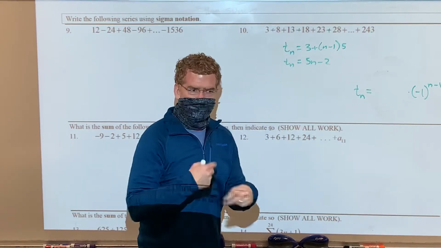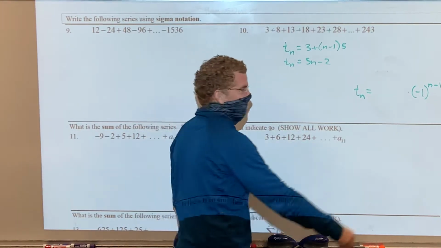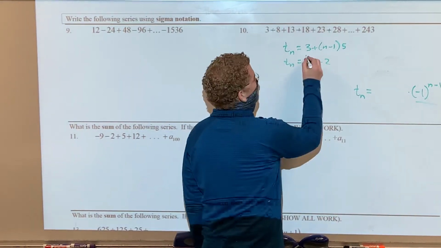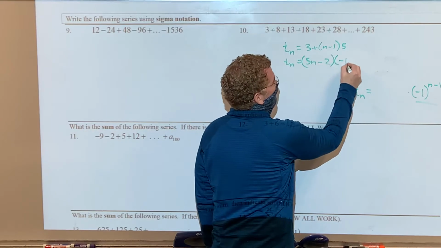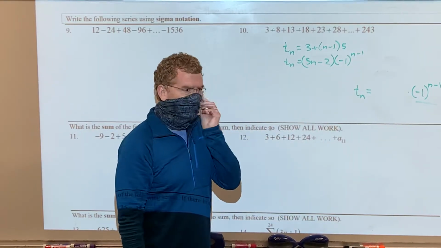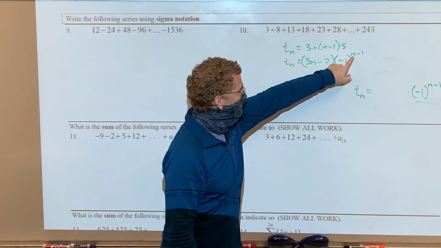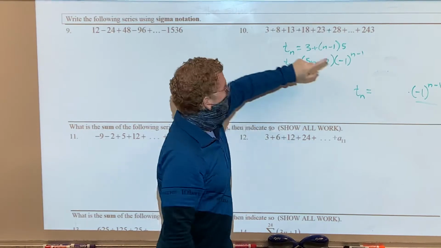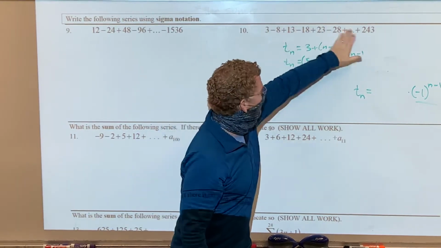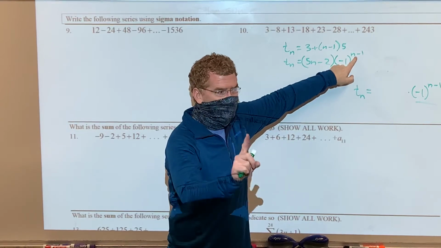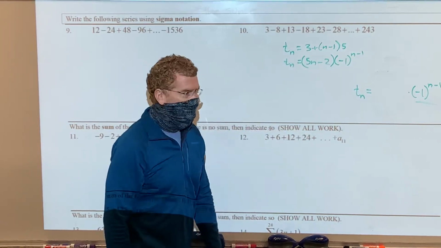And then if I want the signs to change, what could I do? So I could just tack on to the end a negative 1 to the n minus 1. And then that just changes the signs. Because again, look, if I plug in a 1, 1 minus 1 is 0, negative 1 to the 0 is positive. Doesn't change the sign. But if I plug in a 2, negative 1 to the 2 minus 1 is negative 1 to the first, it's negative, it does change the sign.